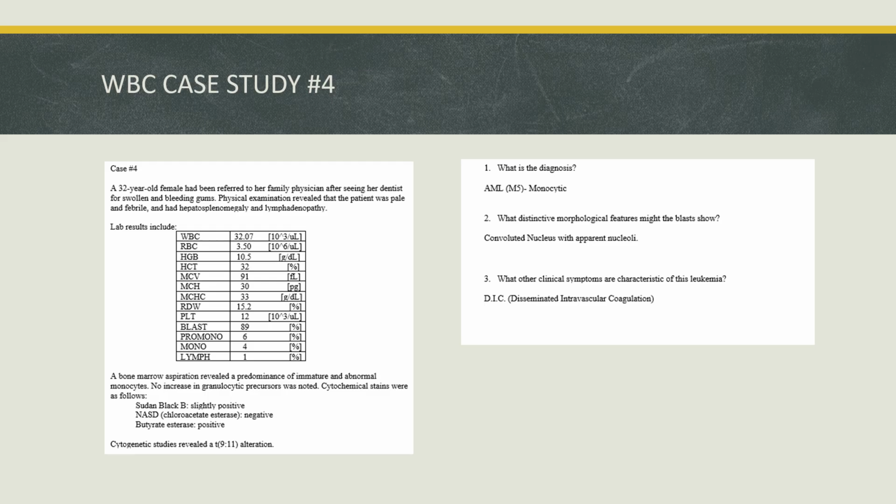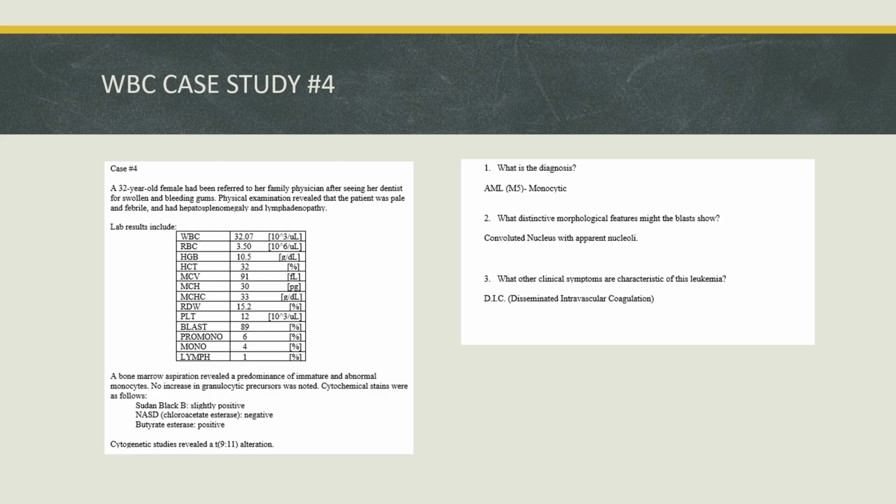Now, if you have an overproliferation of monocytes, they're still going to do the job they're programmed to do, but now there are just too many of them, and that can lead to things like swollen and bleeding gums. All right, let's look at the bone marrow aspiration. And indeed, we find predominance of immature and abnormal monocytes. There was no increase in granulocytic precursors. So we're looking at the majority of cell population in the monocytic line.